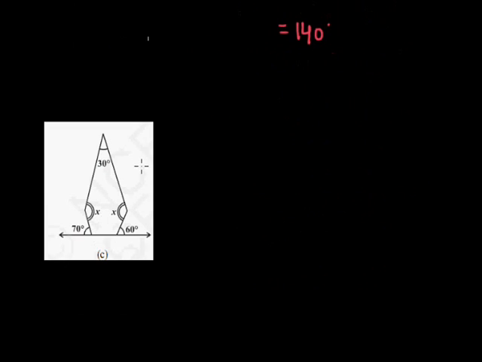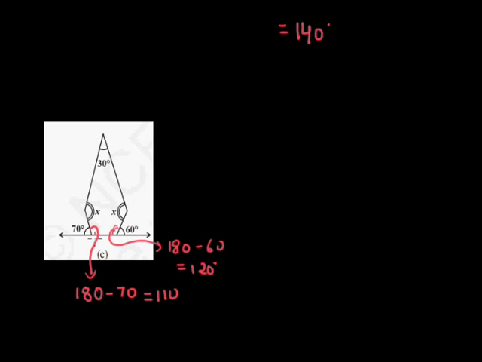Now in this question also, I have to find the value of x in the given figure. Now this angle can be found out by subtracting 180 minus 70, that is equal to 110, and this angle I can find by 180 minus 60, that is 120 degrees. As this is forming a linear pair, 60 plus this angle is equal to 180 degrees. So I can find this angle by 180 minus 60, that is 120 degrees.